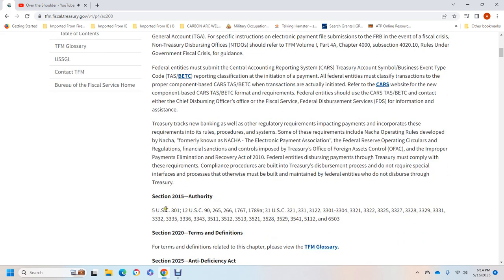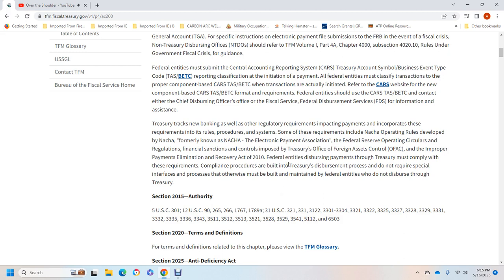Section 2015, Authority: Title 5 U.S. Code 301; Title 12 U.S. Code 265, 266, 1760, 1789; 31 U.S. Code 321, 3101 through 3304, 3321, 3322, 3325, 3327, 3328, 3329, 3331, 3332, 3335, 3336, 3343, 3350, 3511, 3512, 3513, 3521, 3528, 3529, 3541; and 51 U.S. Code 6503.